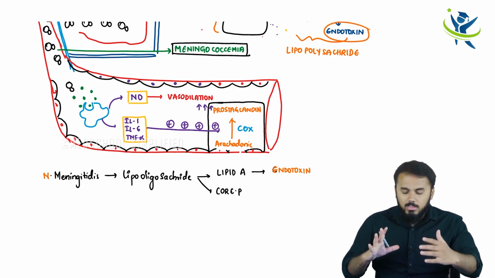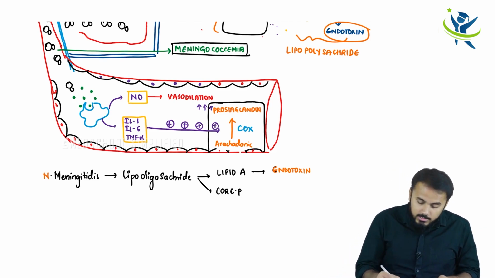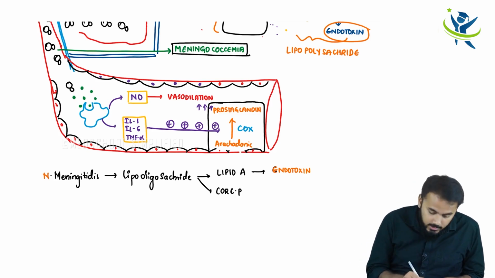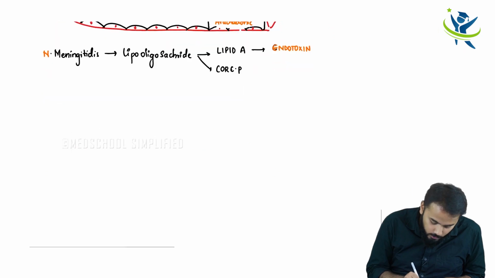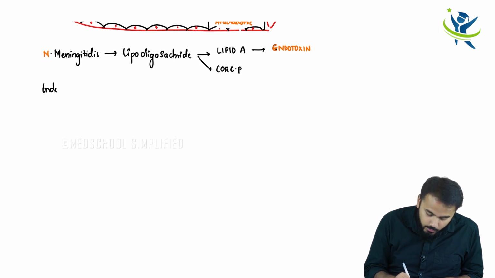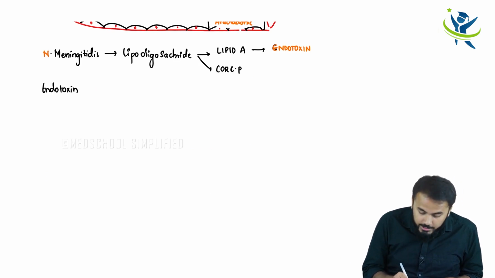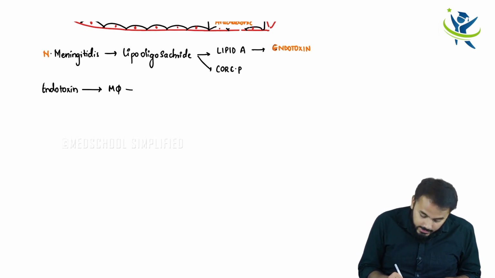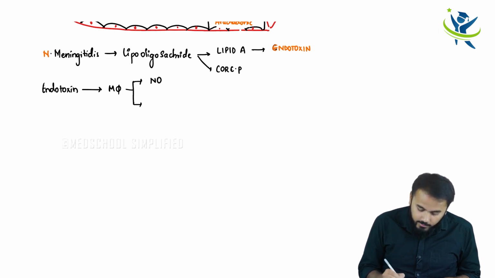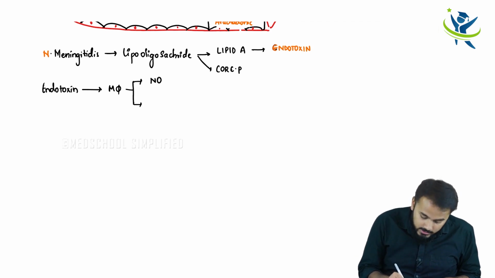So let me write all these things here, guys. The thing is that we have got endotoxin. Endotoxin enters into the macrophage, and the macrophage gets activated and releases cytokines. First of all it releases nitric oxide, then it releases interleukin 1, interleukin 6 and TNF alpha.